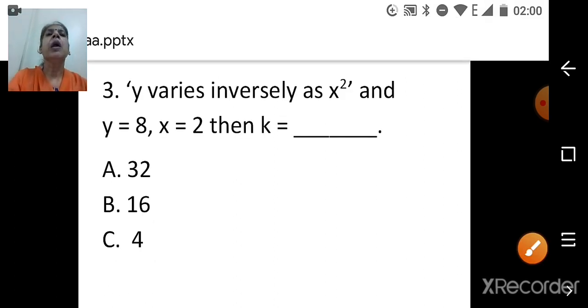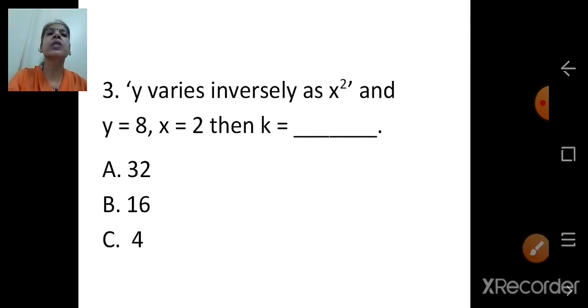Next is: y varies inversely as x square, and y is equal to 8, x is equal to 2. Then k is equal to dash. Again, which variation is it? Inverse variation. In inverse variation, what is constant? Product is constant. So we have to multiply y with x square.